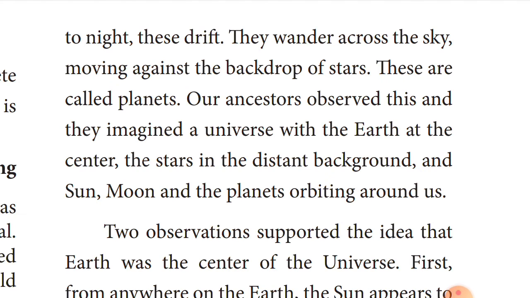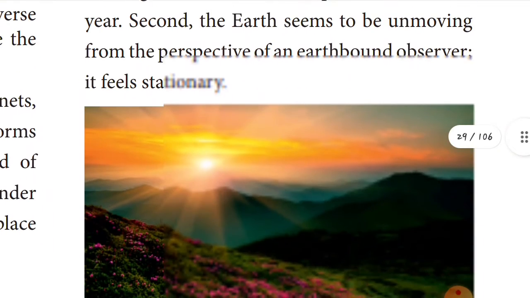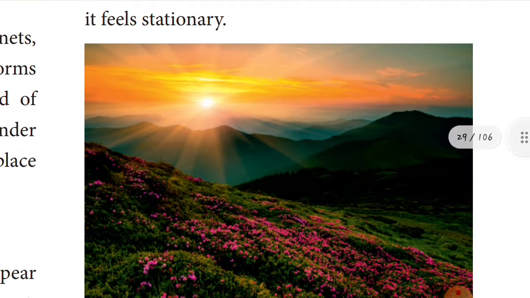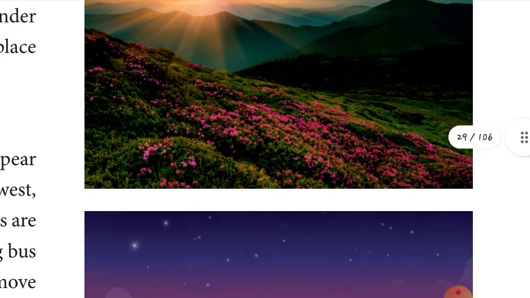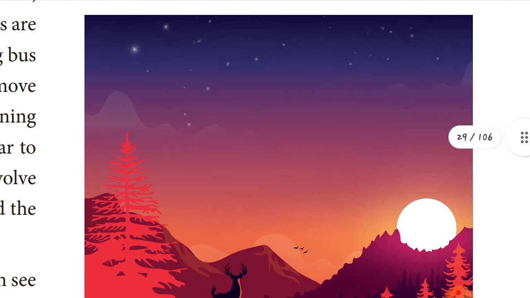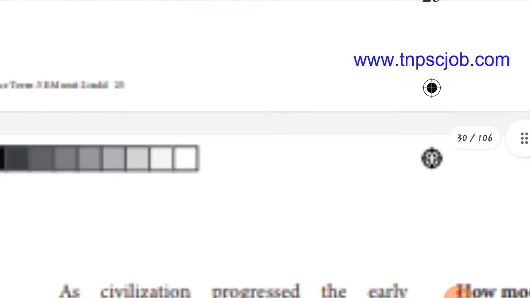Our ancestors imagined the universe with the earth at the center, the stars as the distant background, and the sun, moon, and planets orbiting around it. See this picture, children. It is a very nice picture. This is one observation, and this is the second observation. Both supported the idea of the earth as the center of the universe. Now let's move to the next one.